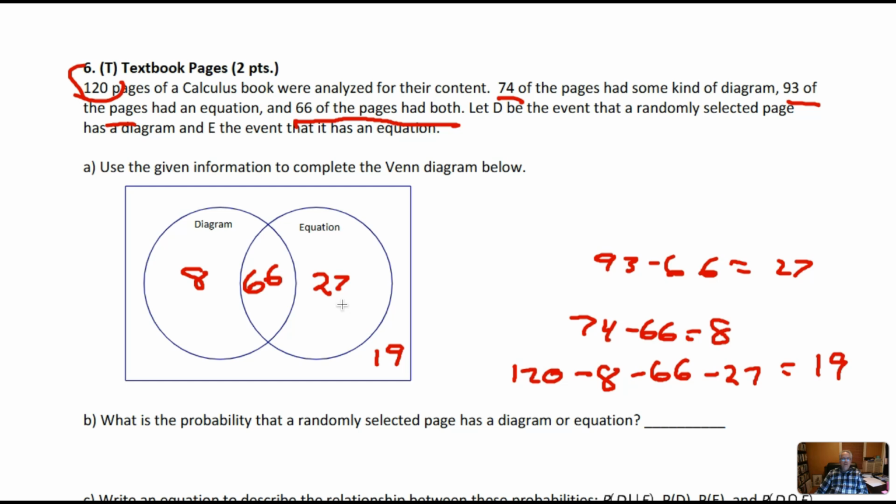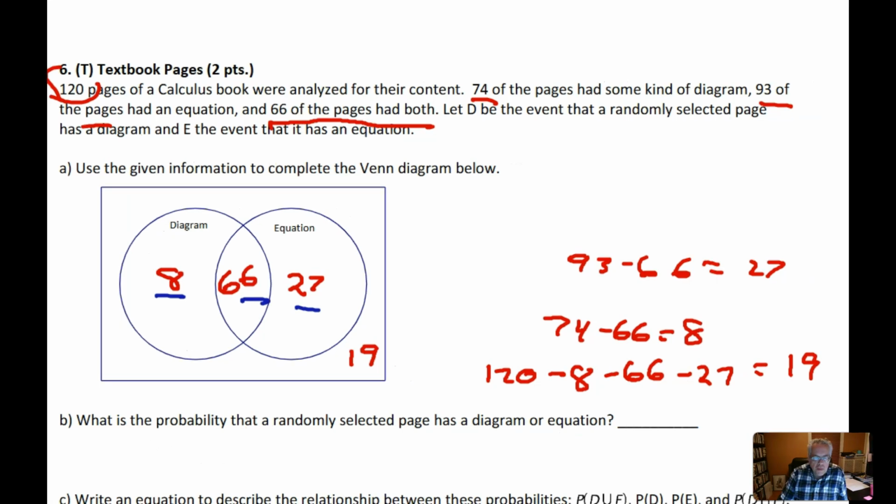All right, so it says, what is the probability that a randomly selected page has a diagram or an equation? This means union. So it's this number plus this number plus that number. Together, that's everything that lies within either one of the circles. It turns out when we add 8, 66, and 27, we get 101 out of 120. That's the probability of the union.